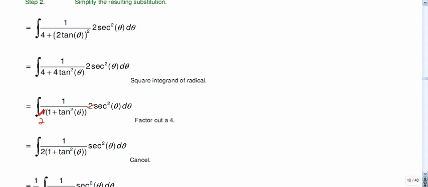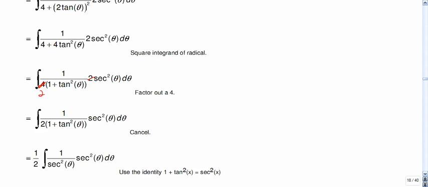Now, 1 plus tangent squared theta. Hey, we used that before. That's secant squared. Again, it's not in the radical, so I can't take the square root. I will just have secant squared theta. You'll also notice that I brought that 2 out in front, and since it was in the denominator, it came out as 1/2. So now I have 1 over secant squared theta multiplied by secant squared theta d theta in the integral, and a 1/2 out in front.